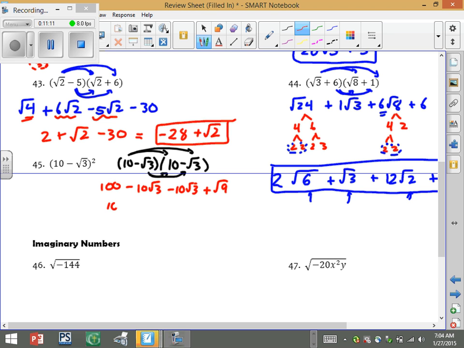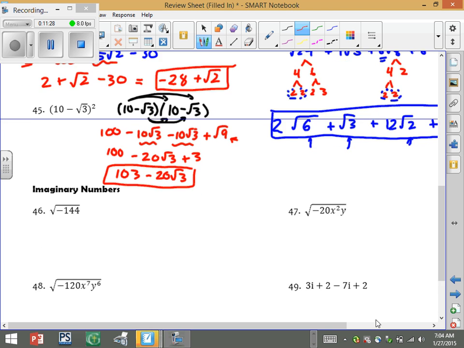So we end up with 100. These are like radicals. That turns into minus 20 root 3. And then square root of 9 turns into plus 3. So at the end of the day, we have 103 minus 20 root 3. Can't simplify it any further than that.